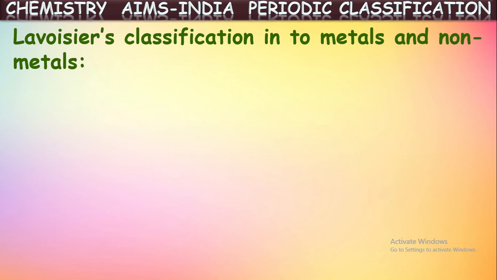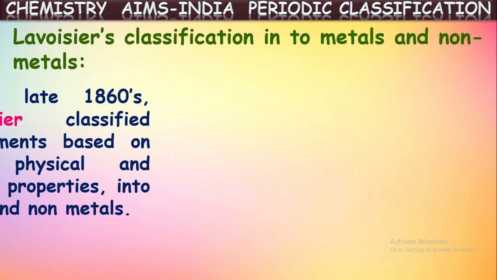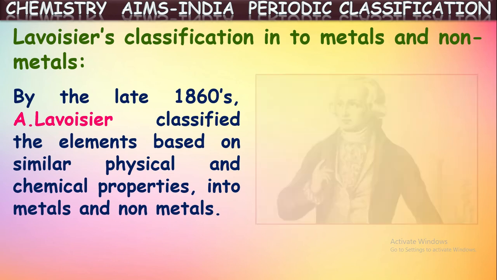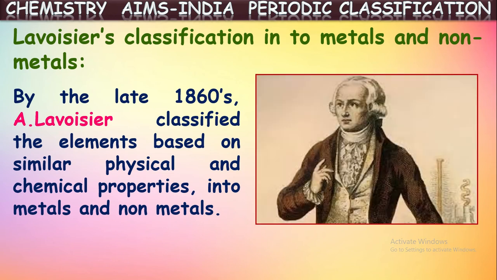But chemically, the classification was started with Antoine Lavoisier. He classified elements into metals and non-metals. So by the late 1860s, Lavoisier classified the elements based on similar physical and chemical properties into metals and non-metals. Okay, he was the first scientist who tried to classify the elements based upon the chemical nature and physical properties of the elements. So based upon the physical properties, he classified all the available elements into two groups or two batches. Those are metals and non-metals.